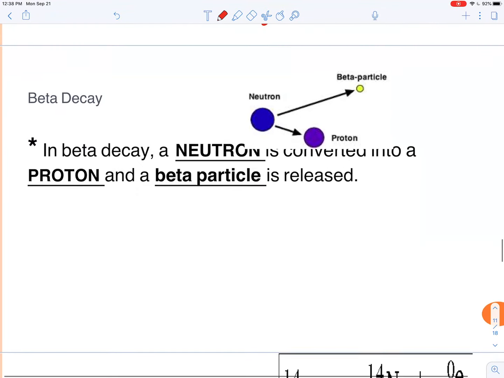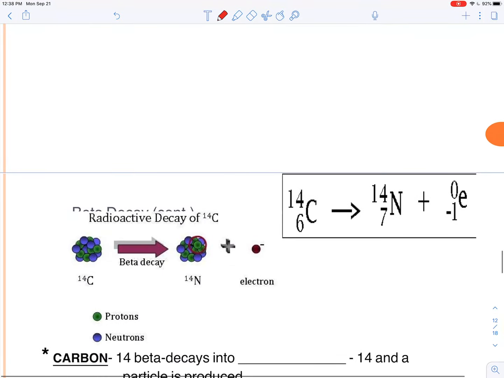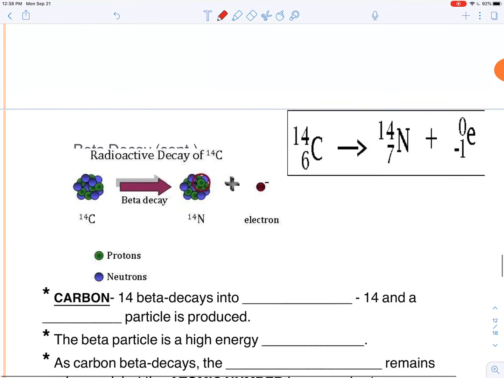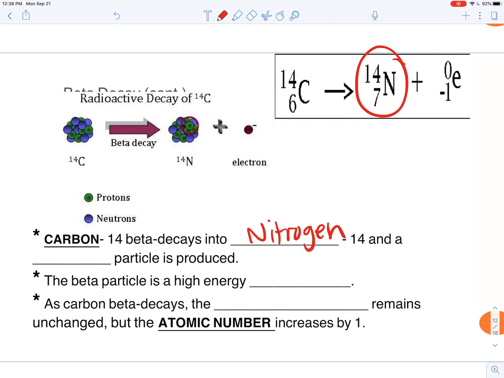What about beta decay? So in beta decay, a neutron is converted into a proton and a beta particle is released. So here carbon-14 beta decays into nitrogen-14, and a beta particle is produced.